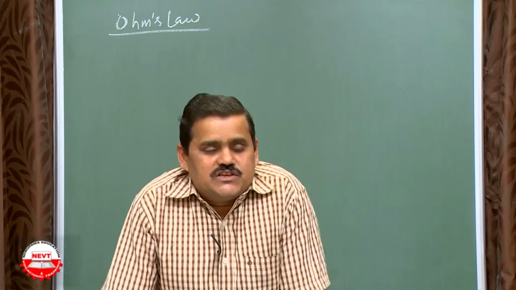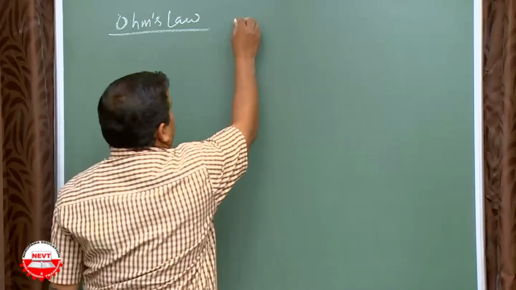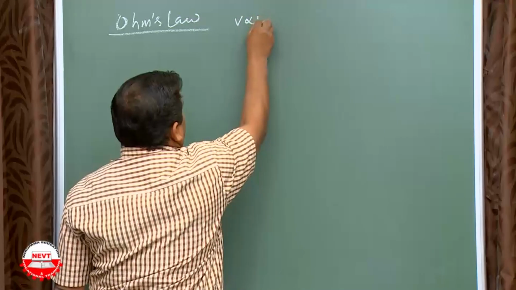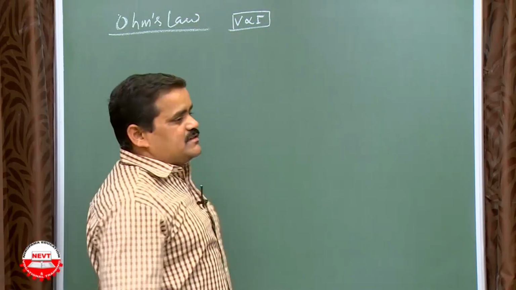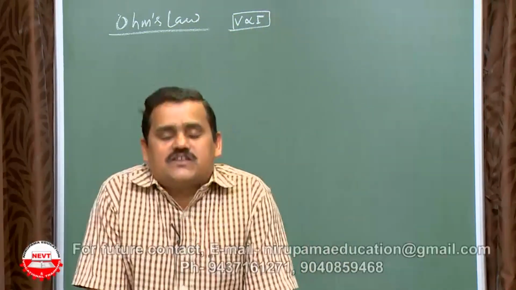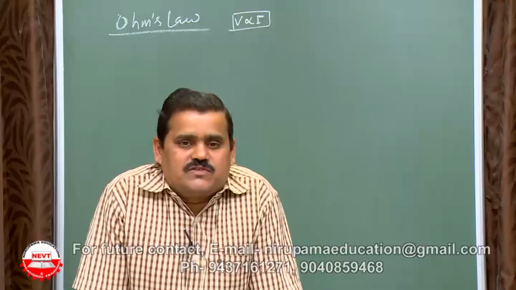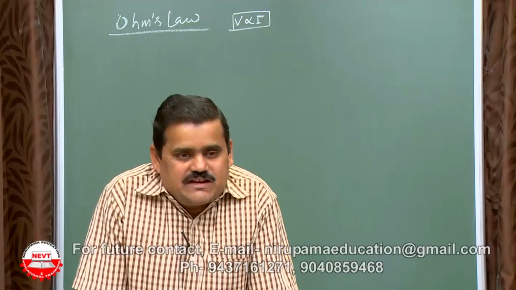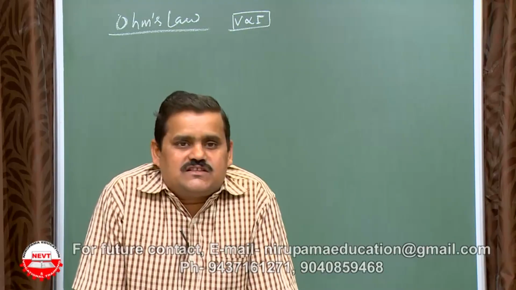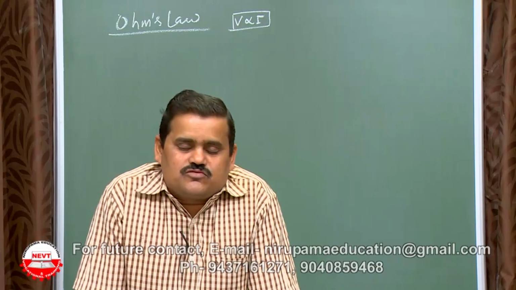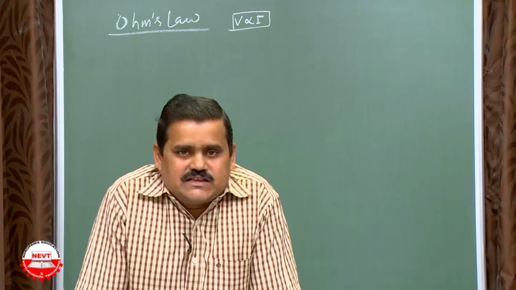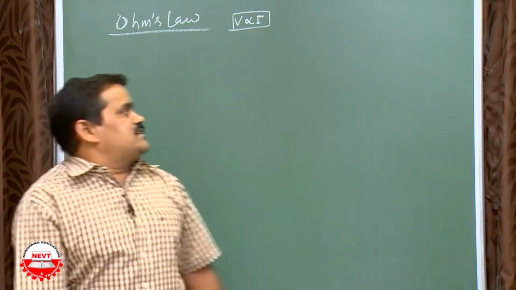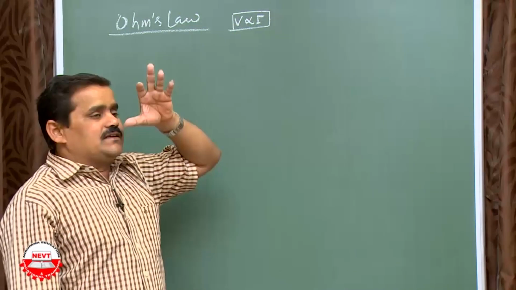You know that V is proportional to I. That means if voltage increases, then the current increases. If low voltage is there, the fan moves very slowly and the lights produce dim light. If high voltage is there, then more current flows through the circuit, that means the fan will speed up and the light will glow brighter. So if voltage increases, then the current increases.